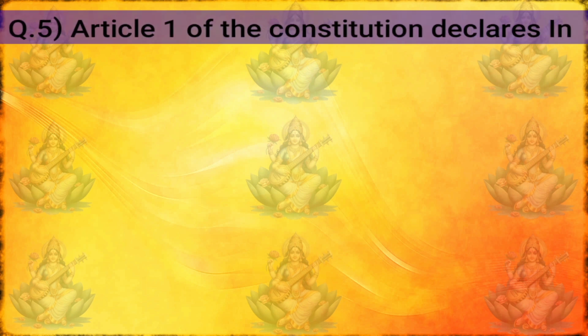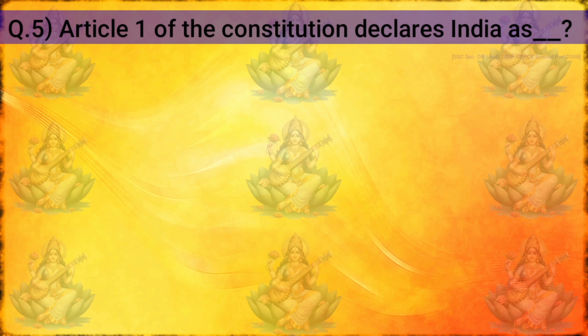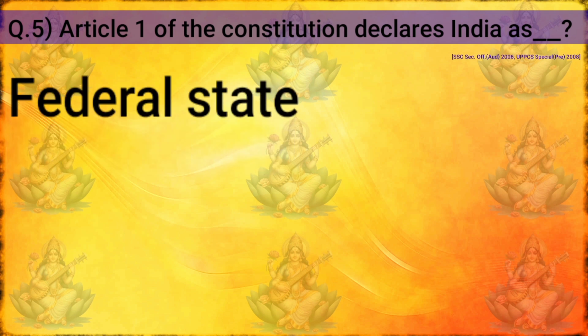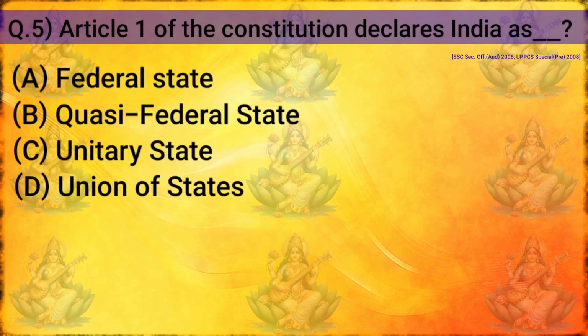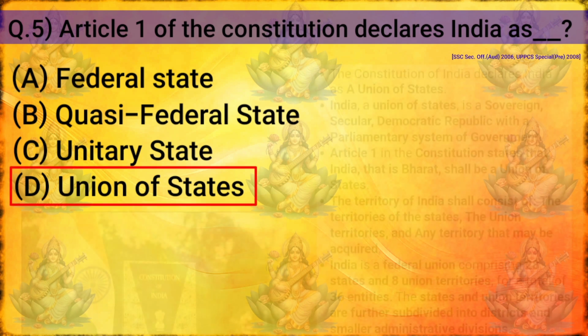The next question is, Article 1 of the Constitution declares India as. The options are A. Federal state, B. Quasi-federal state, C. Unitary state, or D. Union of states. This question is also important. You should learn this. Actually, all questions are important in this. The correct answer is Union of States.